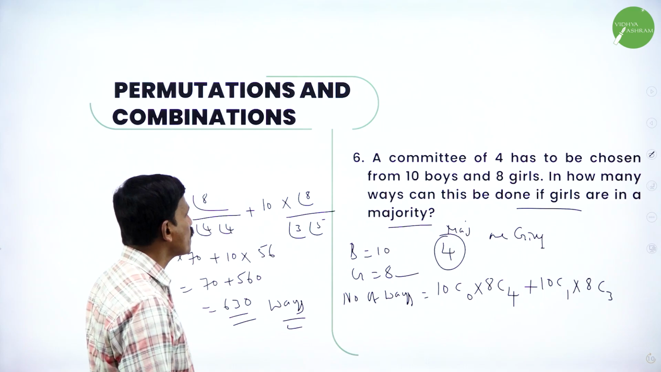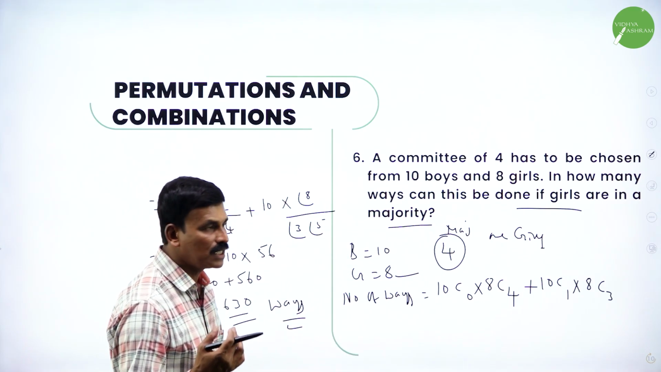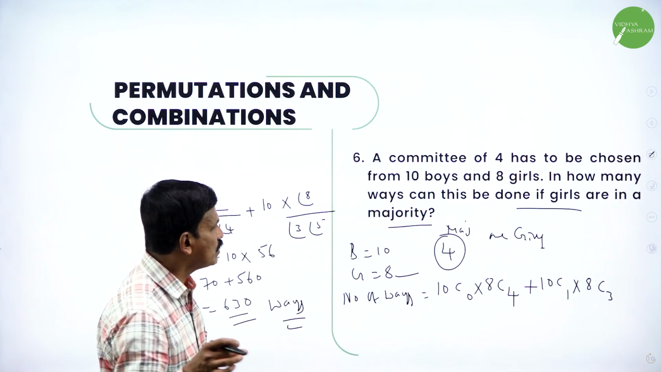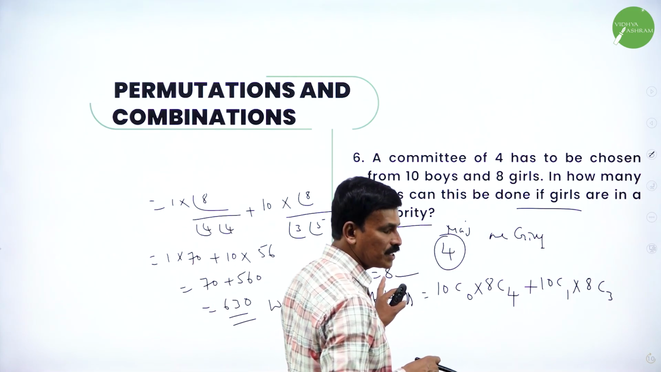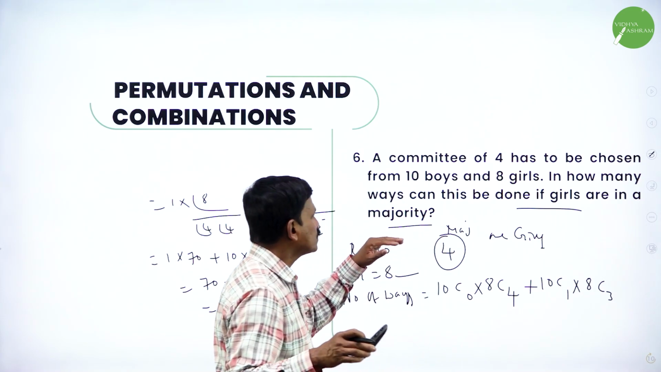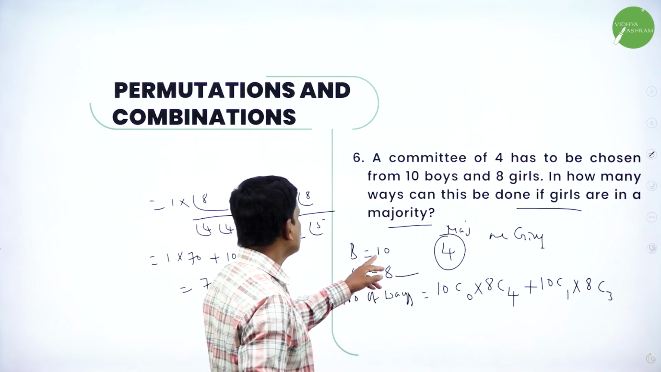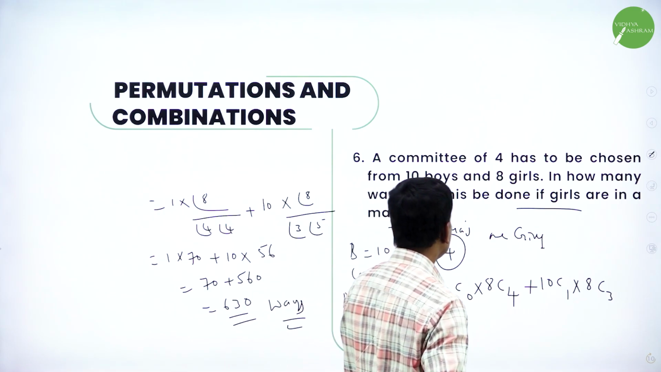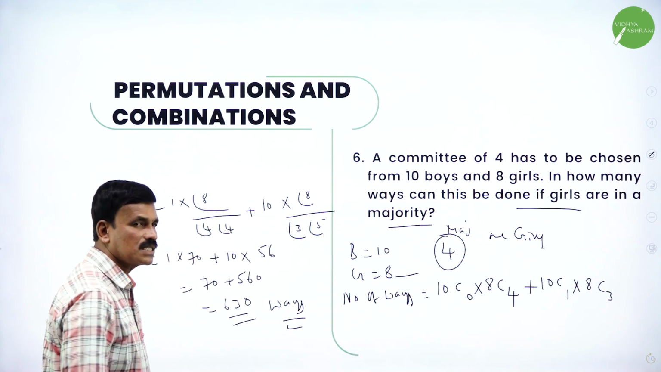Very simple problem. A committee of 4 has to be chosen from 10 boys and 8 girls. In how many ways can this be done if the majority are girls? The number of ways is 10C0 into 8C4 plus 10C1 into 8C3, that's equal to 70 plus 560, 630.